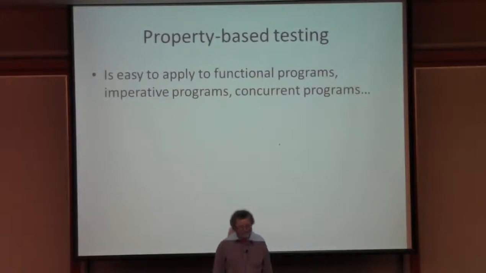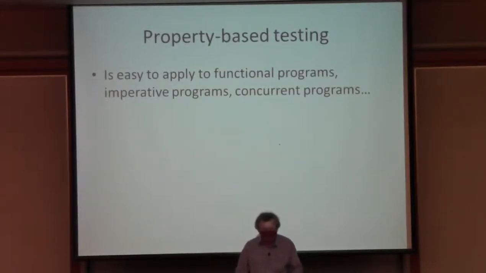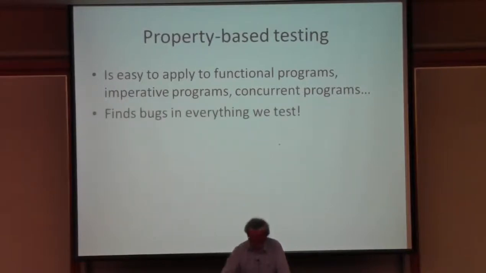Okay, so property-based testing, I've shown you it's easy to apply it to functional programs. We can apply it to imperative programs. We can apply it to concurrent programs. And we found bugs in everything we've ever tested. So there are a lot of bugs out there, and testing against properties is an effective way to find many of them.